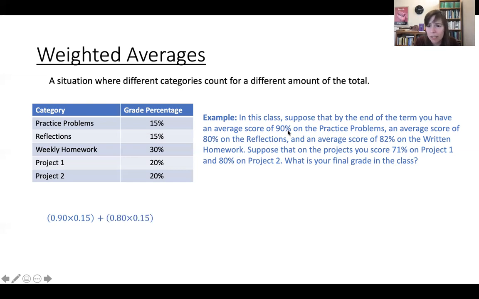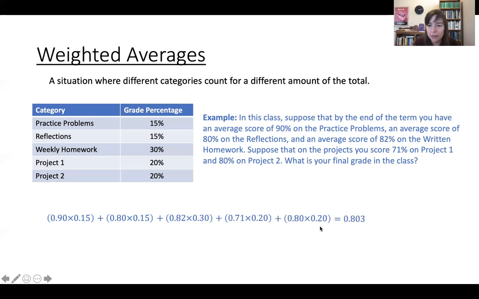Next, we have an average score of 82% on the written homework. So we've earned 82% of this 30%. Add that in. 71% on project 1, so we're taking 71% of that 20%. And 80% on project 2, so we have 80% of that 20%. And that's all. This accounts for all of the points that we've earned in this class.